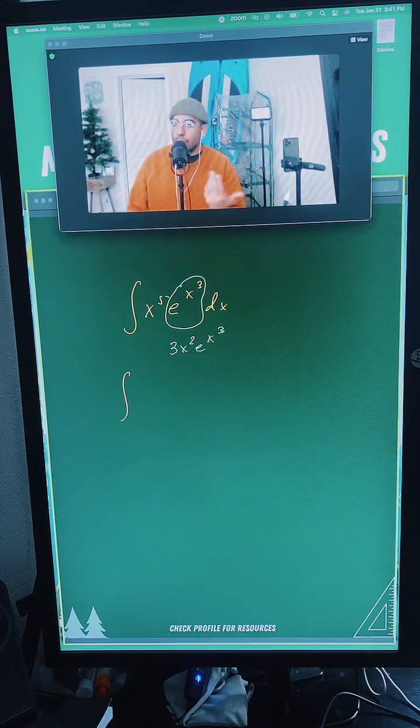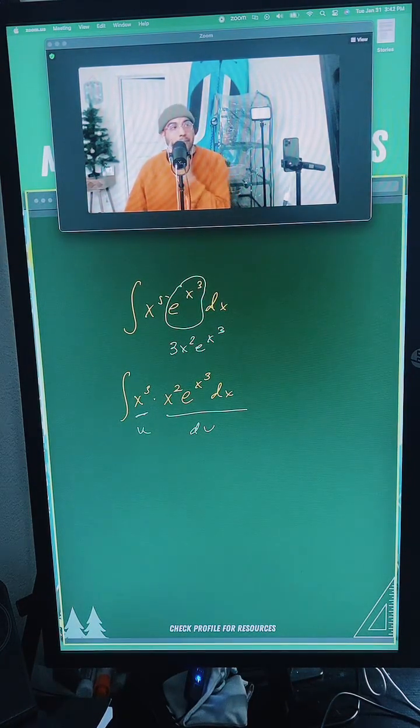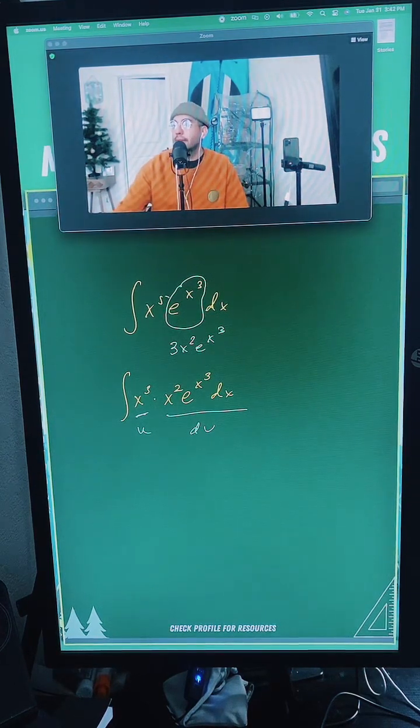So then what I did is I rewrote my integral to look like this: x cubed times x squared e to the x cubed dx. And then I think I made this my u and then this my dv. That's how I did integration by parts. But I just separated that because I knew I was going to be able to take the derivative of that. Okay, hopefully that made sense. You're still going to end up doing two integration by parts, but we just did the table and that was much easier.